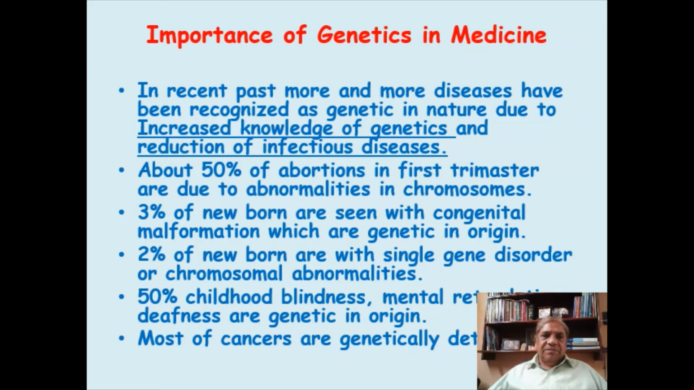Now, for example, about 50% of abortions in the first trimester are due to abnormalities in chromosomes. We have come to know that 50% of abortions which take place in the first 3 months of pregnancy are due to chromosomal abnormality. The chromosomes are so abnormal that the survival of the fetus is not possible, so it is aborted.